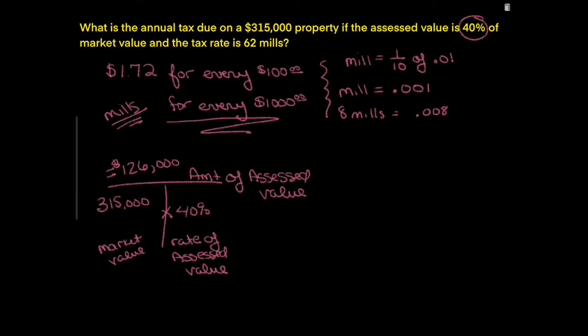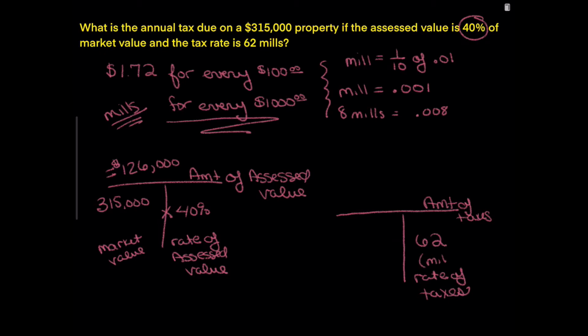$126,000. That's not what we're looking for in this problem, so we're going to make another t-bar. And this time, we know we have a mill rate of 62. We're going to say that's a rate of taxes. Up here is going to go amount of taxes. And this time we pay this mills for the number of thousands in the assessed value. We just found out that our assessed value is the $126,000, so I'm going to go ahead and put this here.